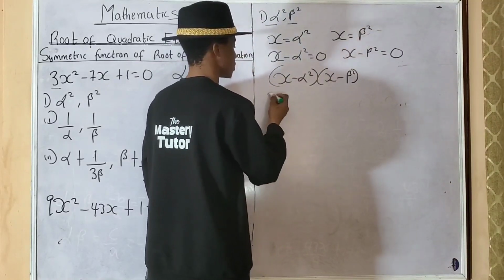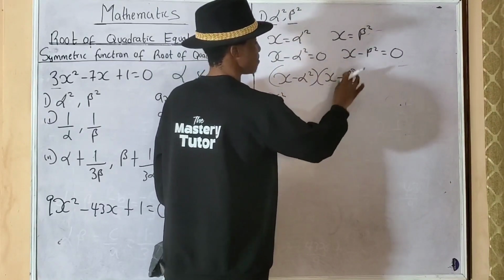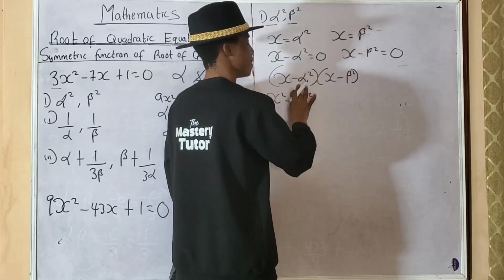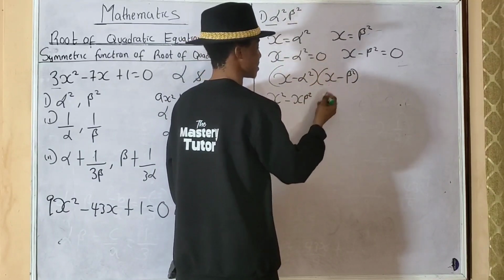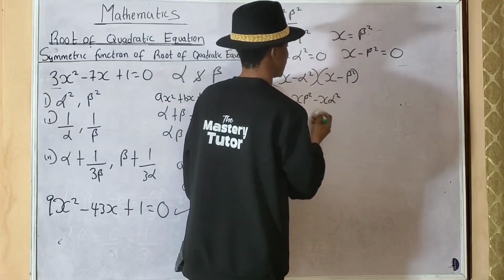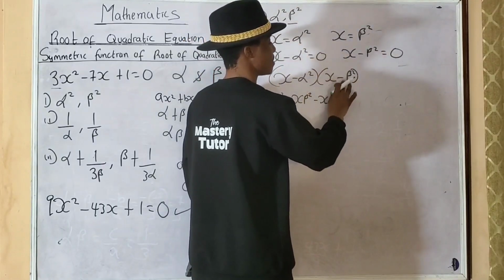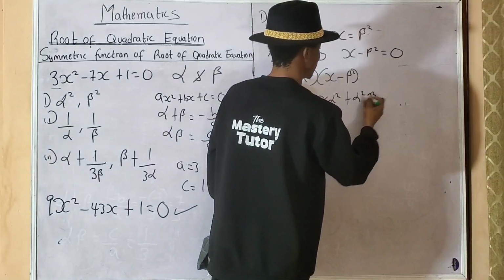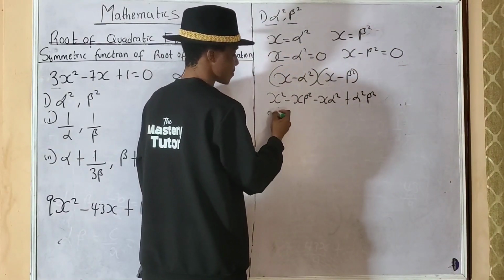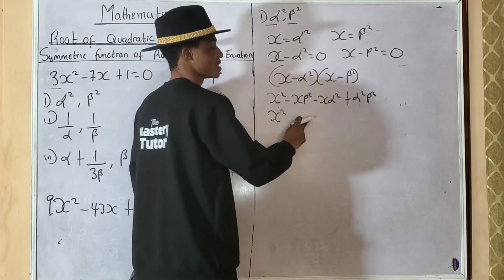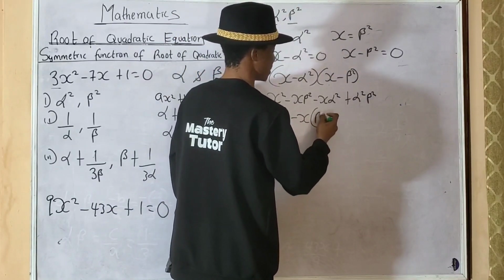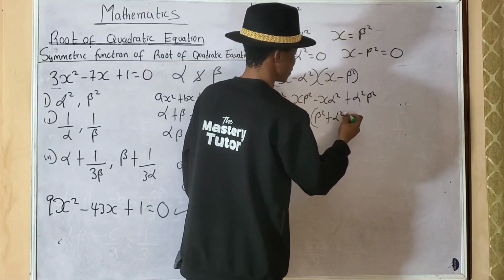x times x, that is x squared. x times minus beta squared is minus x beta squared. Minus alpha squared times x is minus x alpha squared. Minus alpha squared multiplied by minus beta squared is positive alpha squared beta squared, okay? So here I'm going to have x squared. I can factorize negative x, so I'm going to have minus x multiplied by beta squared plus alpha squared, right?